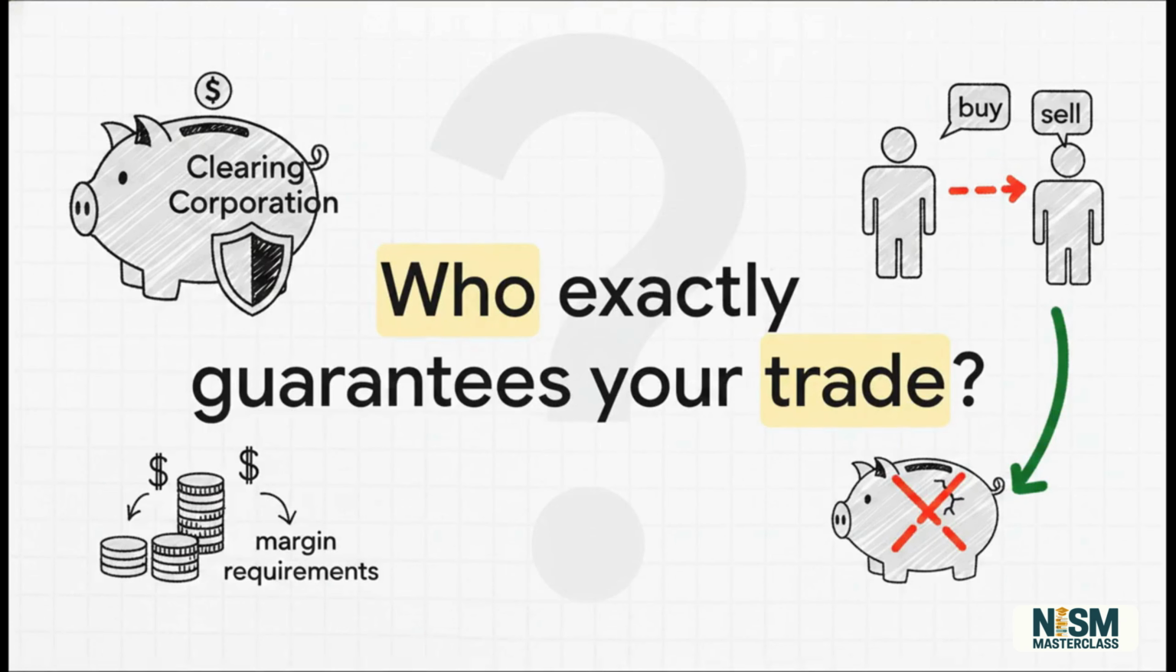Let's pause and think about this for a second. What happens if a buyer suddenly defaults out of nowhere? Who takes the financial hit? Well, as we just learned, the answer is the clearing corporation. They are the ultimate guarantor of your trade, which is exactly why those margin requirements we just talked about are so strictly enforced. No margin, no trade.